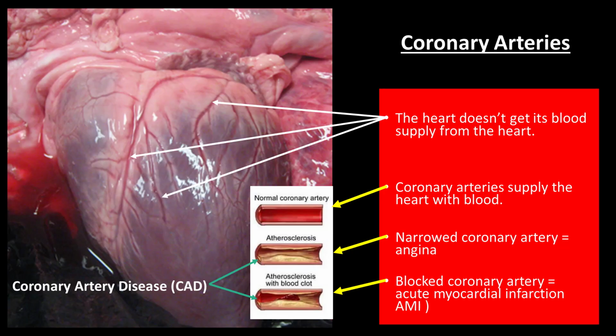Even though the heart is filled with blood, it doesn't get its own blood supply from the inside of the heart. It gets it from the coronary arteries on the outside of the heart. In a healthy heart, the coronary arteries are wide open and the blood flows down each of the coronary arteries to all the different parts of the heart. Over the years, the heart can develop coronary artery disease, CAD, in which plaque builds up inside and narrows the channel, making it more difficult for blood to flow through the coronary arteries and get to the heart. So narrowed coronary arteries can lead to angina.